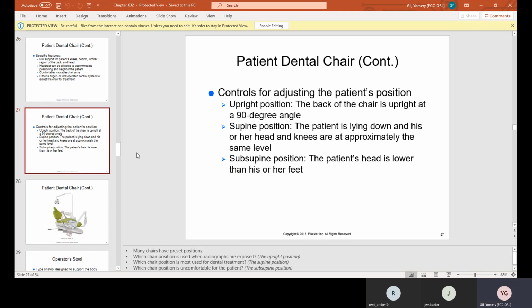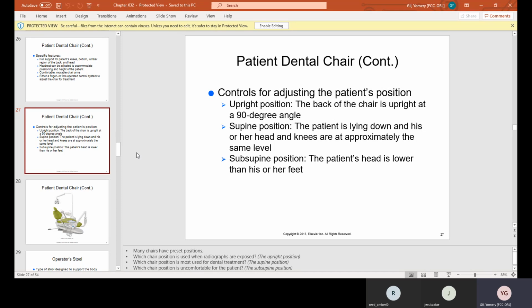Controls for adjusting the patient's position. So this is very important for you guys to know. Okay, the upright position: the back of the chair is upright at a 90-degree angle. The supine position: the patient is lying down and his or her head and knees are approximately at the same level. So it's basically as if they were laying down. Subsupine, we all know that sub means under, because it's a sub, like a submarine. Subsupine position: the patient's head is lower than his or her feet.